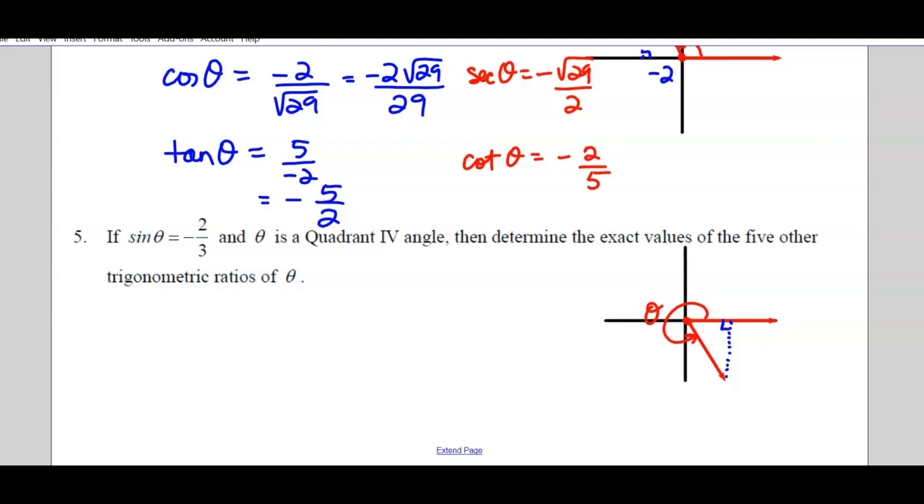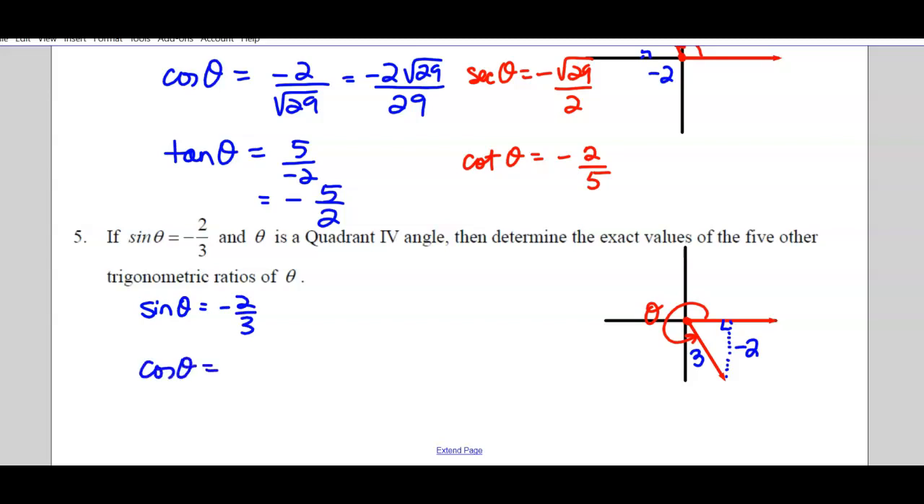Okay, and then think about the sine ratio. Sine is y over r. R has to be positive. So in this case, y would be -2 and r would be 3. So we already know sine of theta is -2 over 3.